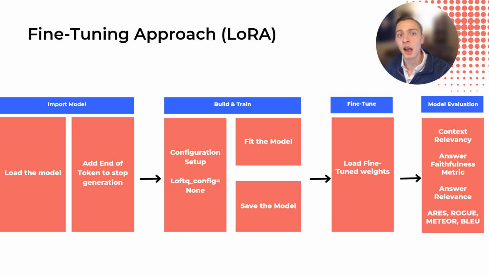So in this slide, we outline the fine tuning approach using LoRA. We started by importing the model and setting up an end of token sequence to ensure proper generation limits. Next, we moved to the configuration setup, where we determine parameters like loftq config to fine-tune the model. The build and train stage is where we fit and save the model's weights. And then finally, during the fine-tuning step, we load these weights and evaluate the model using metrics like context relevance and answer faithfulness to ensure the best performance.